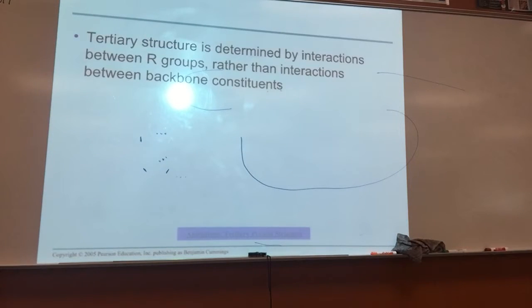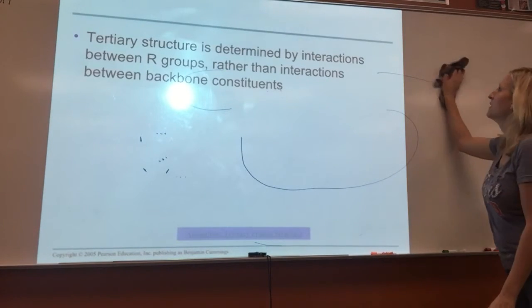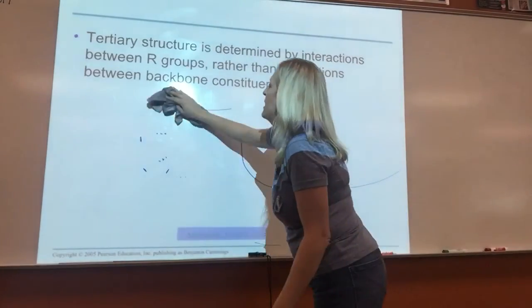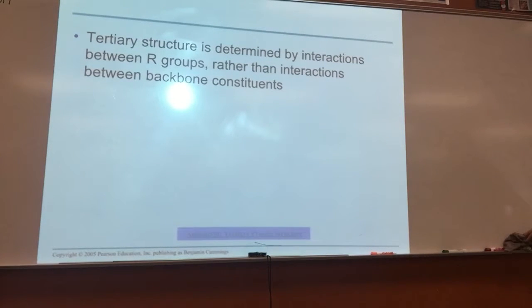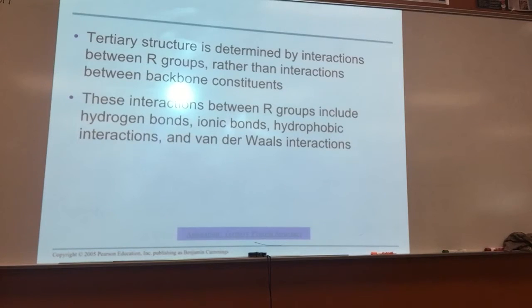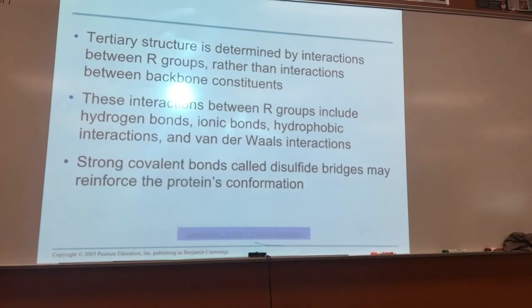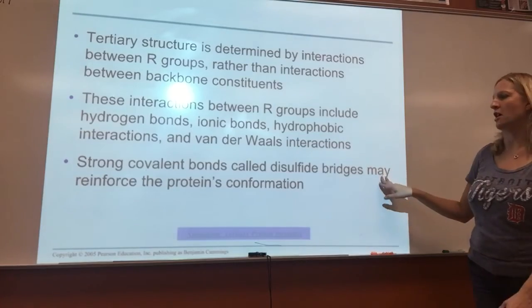And then tertiary is the third. It's determined by interactions between R groups rather than interactions between the backbone. So these are not hydrogen bonds necessarily, but the R groups interact with one another. And we're going to look at the different ways that the R groups can interact. But I'm going to wait and discuss all of them until tomorrow. So one of those interactions is called a disulfide bridge that we'll look at in the next picture here.